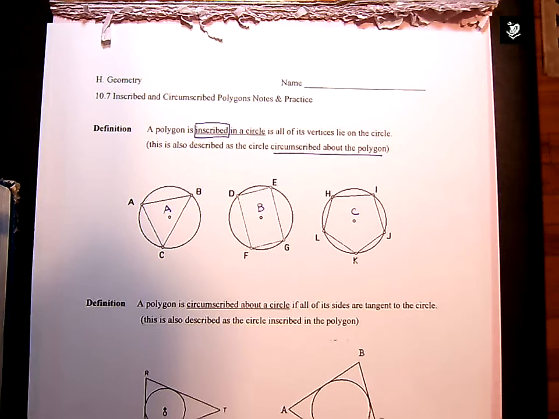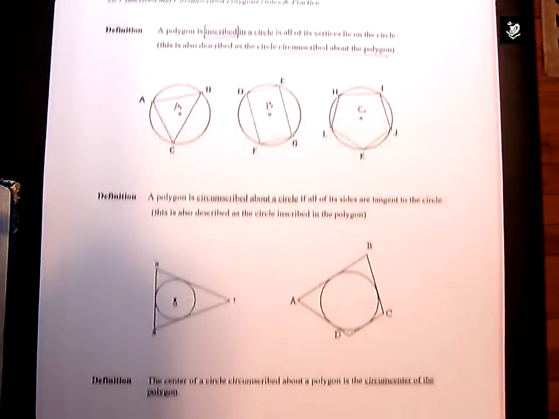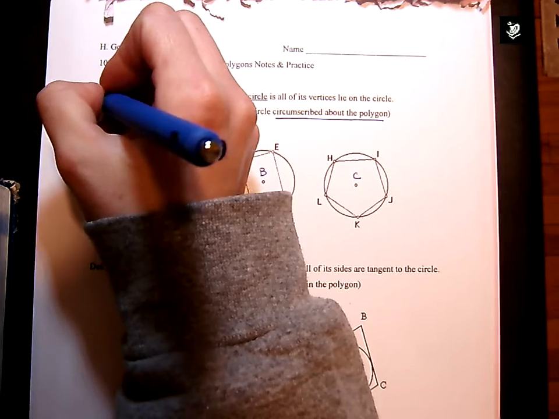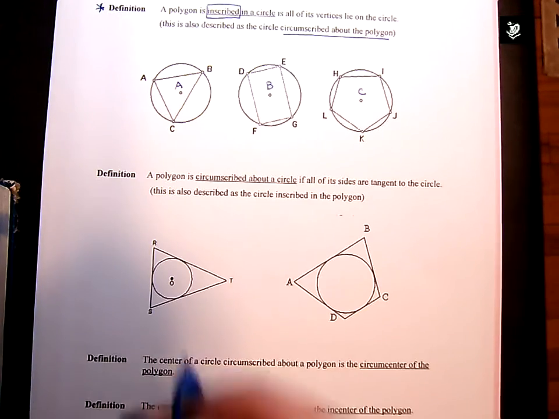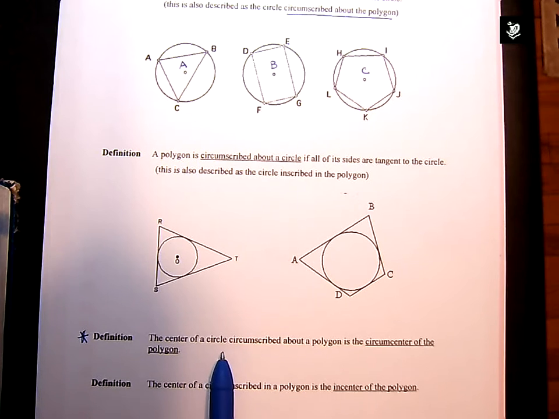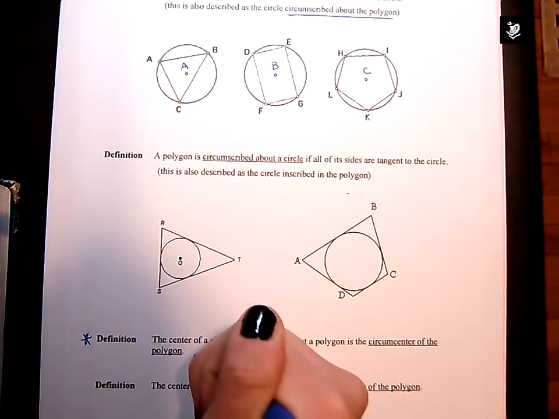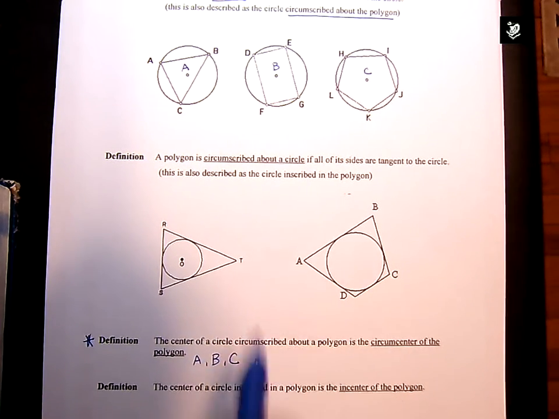So I'm just going to jump down to the bottom for a second. You'll notice that there are these two definitions. That definition is also going to go along with this one, which says the center of a circle circumscribed about a polygon is the circumcenter of that polygon. You'll notice I labeled A, B, and C. The circumcenters would be A, B, and C in terms of those specific diagrams.